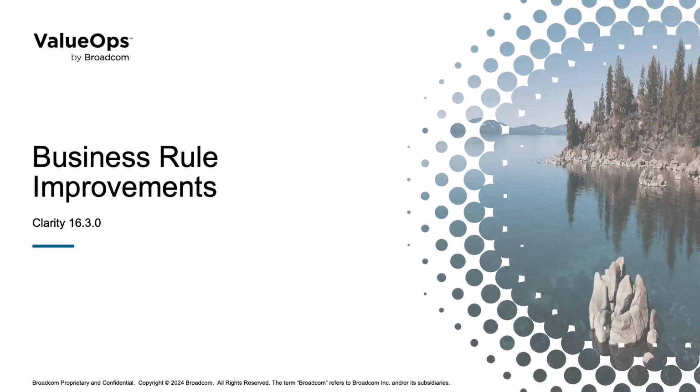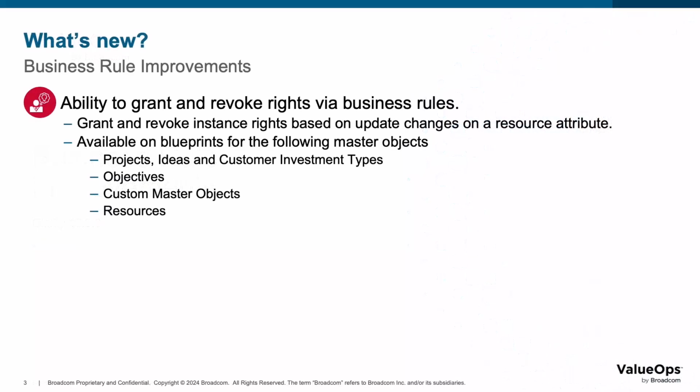Today we're going to cover the new business rule improvements for Clarity 16.3.0. So what's new in the area of business rules? We added the ability to grant and revoke rights via business rules. This is specifically instance rights. This is a customer innovation idea winner that customers voted up.